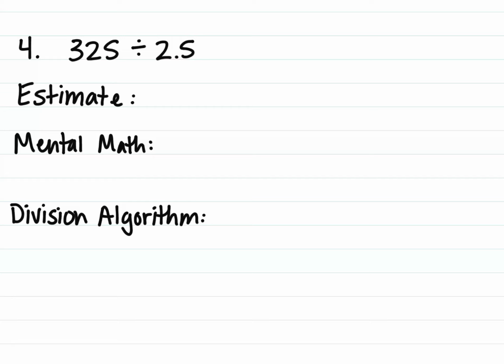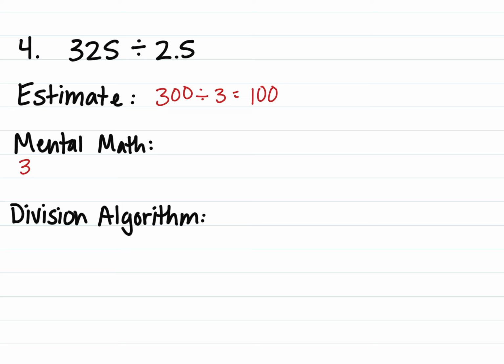Use mental math, estimation, and the division algorithm to evaluate the expressions. 325 is close to 300, and 2.5 is close to 3. If we divide those, we should get an answer that is close to 100.